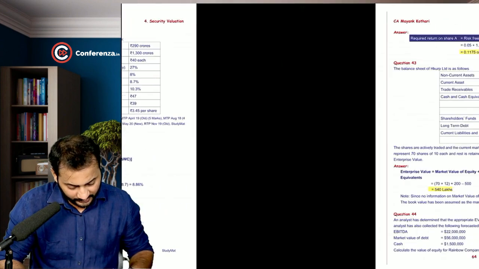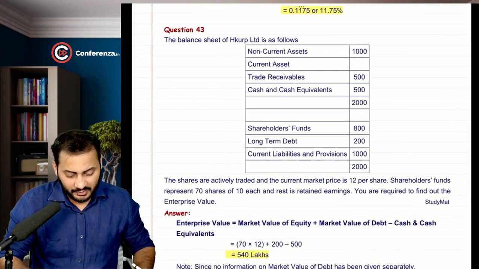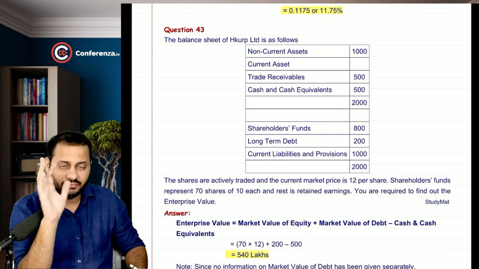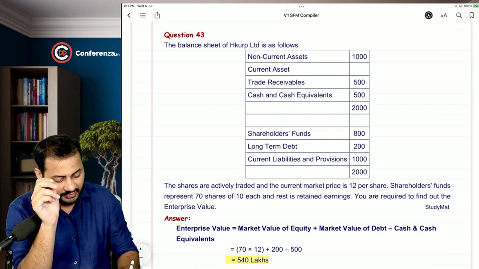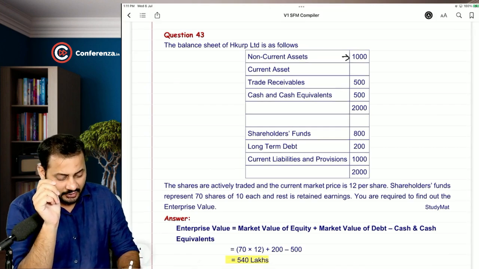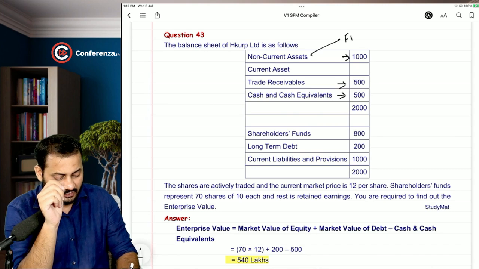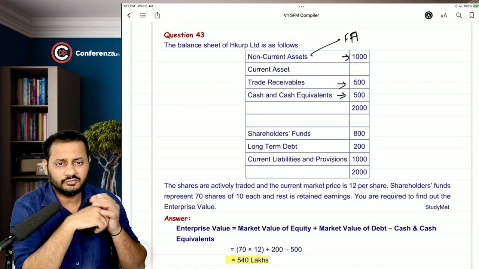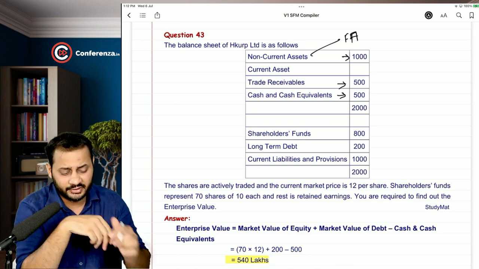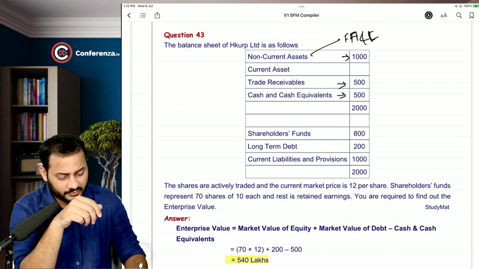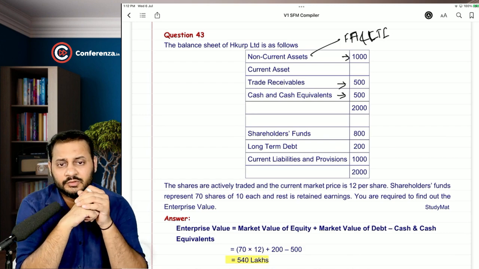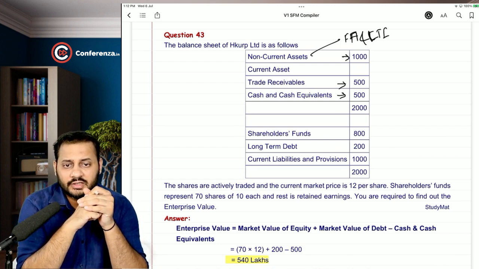Question number 43 is there. Have a look. The balance sheet of H Corp Limited is as follows. You can clearly see there are non-current assets of 1000. Current assets of trade receivable and cash equivalent are 500 and 500. So for non-current assets, please just put an arrow there and write down fixed assets, long-term investment, etc. In the current assets, you have trade receivable and cash equivalent of 500 and 500 each.